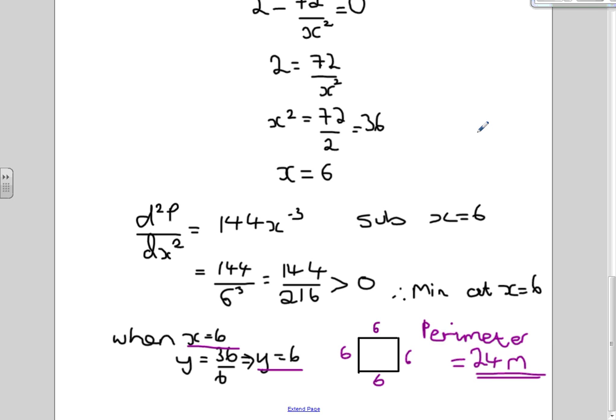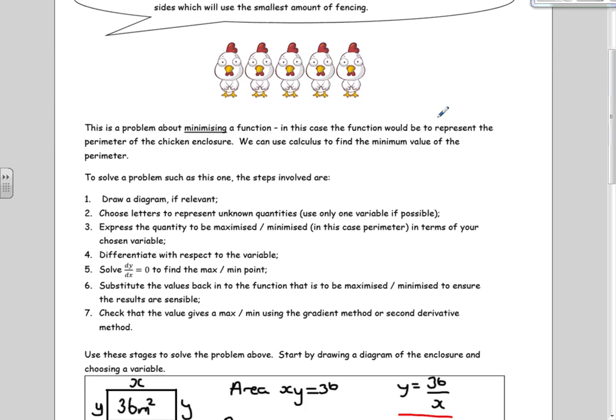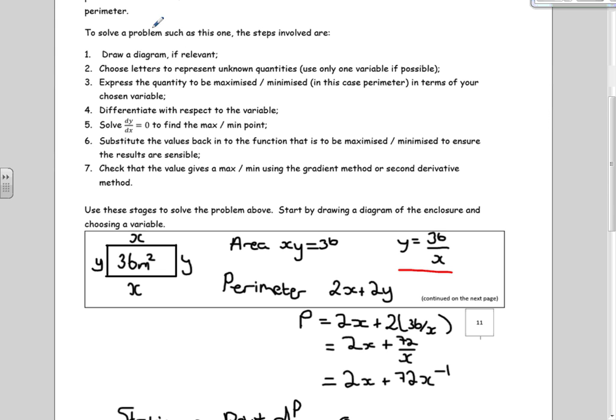So you can see that we've used a real-life application of differentiation to see that we have found the minimum fence needed to make a 36-metre squared area. Following these steps will help you to find the answers to real-life differentiation problems.